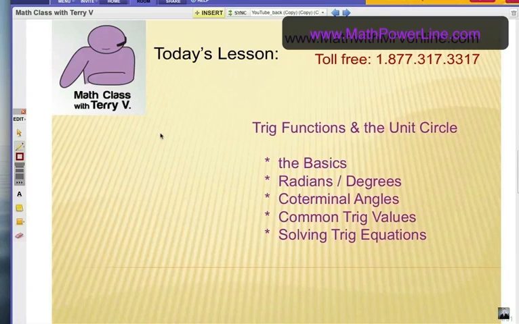We've been continuing on talking about how trig functions are related to the unit circle. I went over the basics of what a unit circle is and the angles that are created from that. We have radians and degrees and how to convert back and forth. We talked about coterminal angles, which are multiple names for the same angle. And now we're talking about common trig values. So as we go around the unit circle at different angle values, what are some of the sine, cosine, and tangent values that are there?